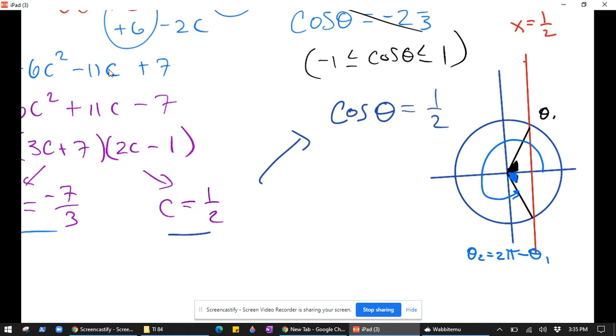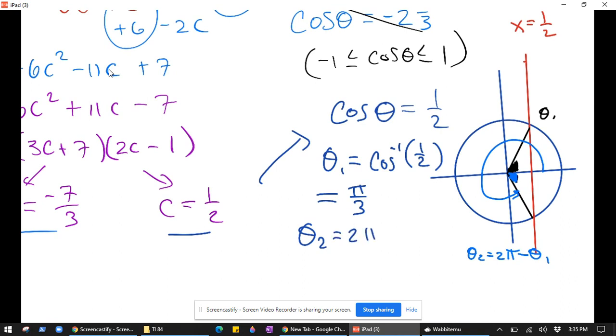So again, though, we don't need a calculator for this one. Theta, our first answer really is cosine inverse of 1/2. Okay, the angle whose cosine is 1/2 is pi over 3. And that tells us that our second answer is 2 pi minus pi over 3. Okay, and 2 pi is the same as 6 pi over 3. So 6 pi over 3 minus pi over 3 is 5 pi over 3.